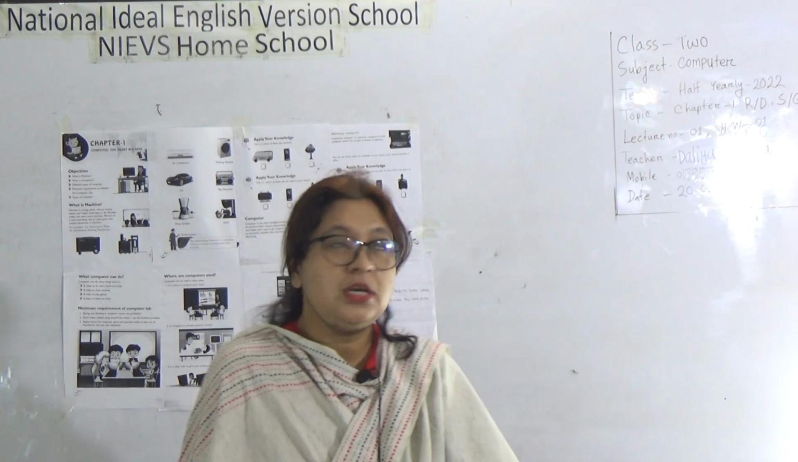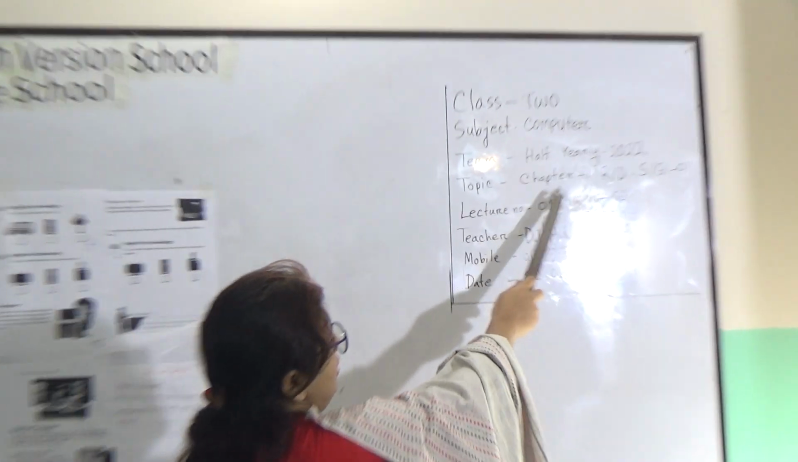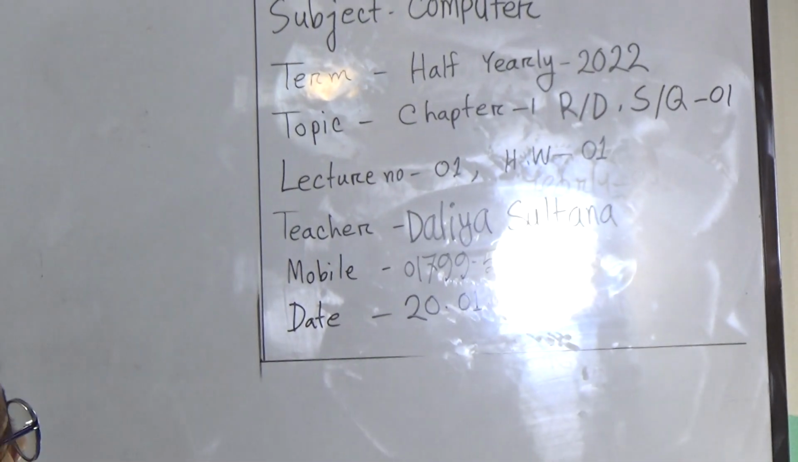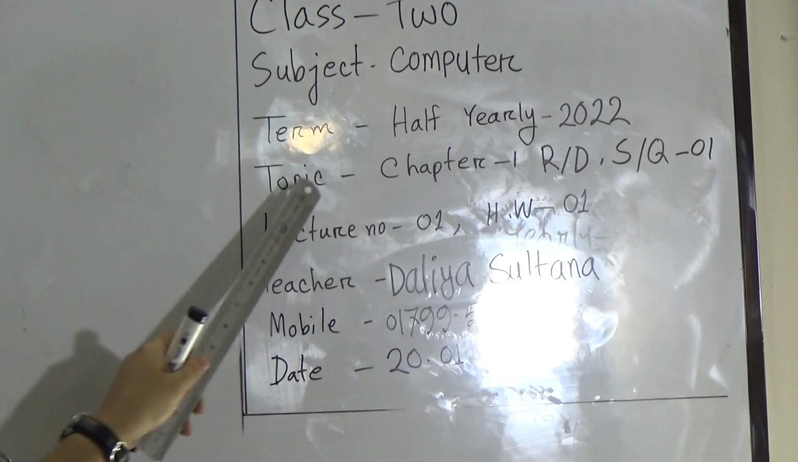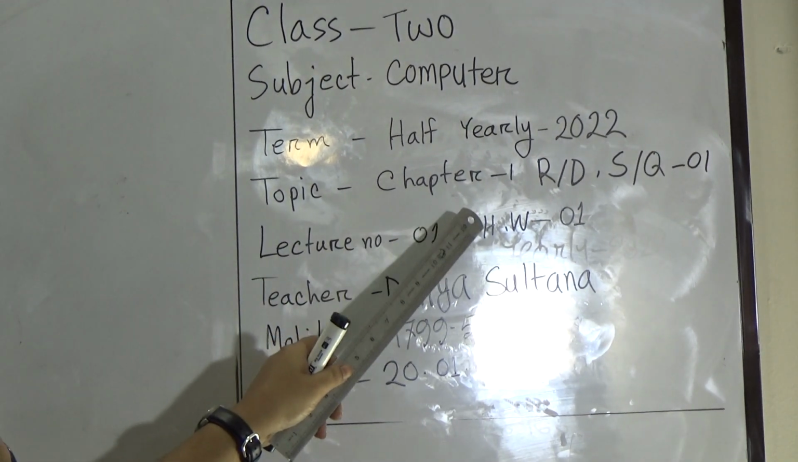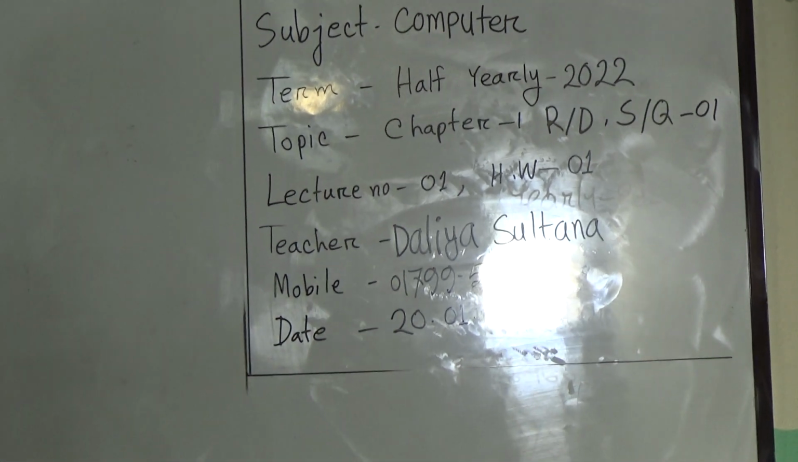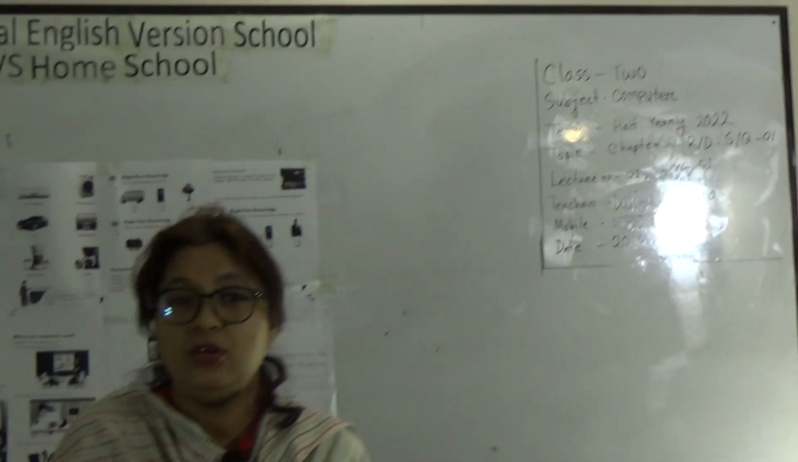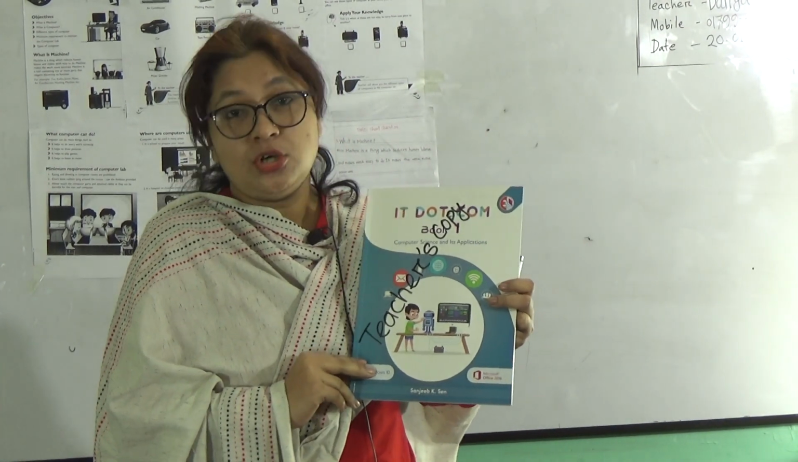So dear students, our today's topic is Chapter 1 Reading Done and Short Questions 1. Our lecture number 1 and homework also 1. Okay dear learners, look at your book. Your book name is IT.com Book 1. Okay. Now let's start our class.